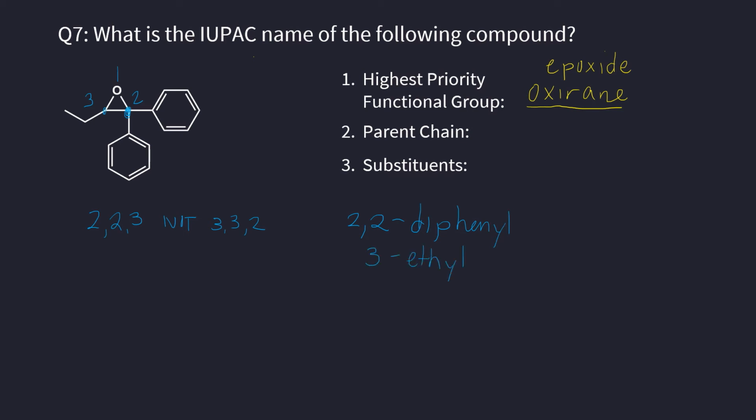So the name of this compound would be 3-ethyl. So we again alphabetize E over P. 2,2-diphenyl oxirane.